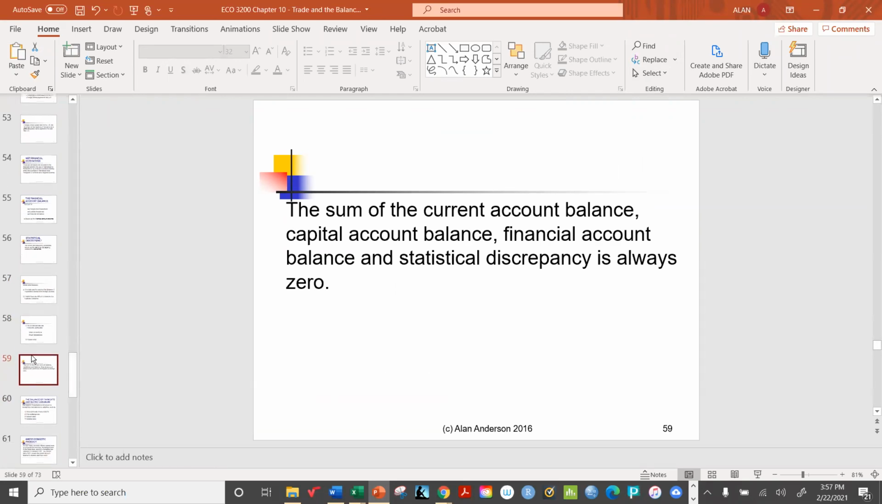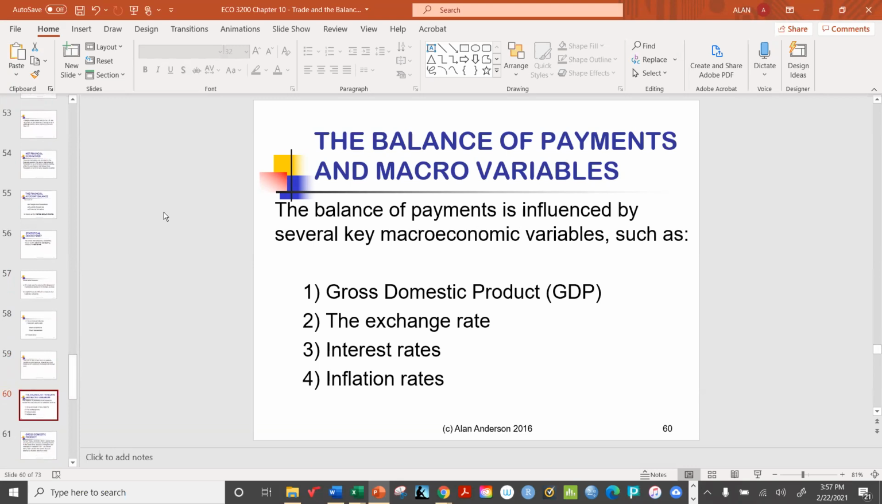Okay. All right. Now, what kinds of variables do influence the balance of payments? So this is just the tip of the iceberg. We're just going to be looking at, in a big picture sense, how these variables affect our balance of payments. Now, these are important factors like GDP, the exchange rate, interest rates, and inflation rates. They all have some influence on the balance of payments.